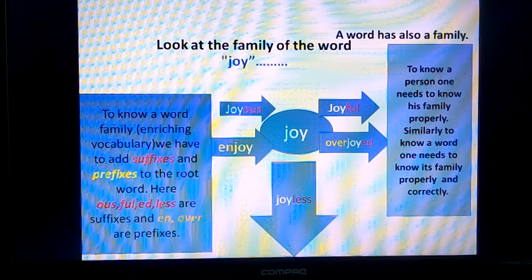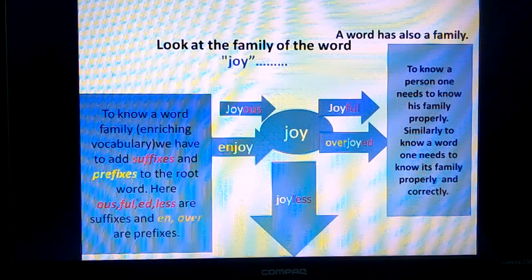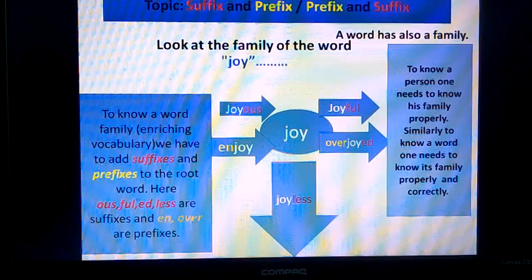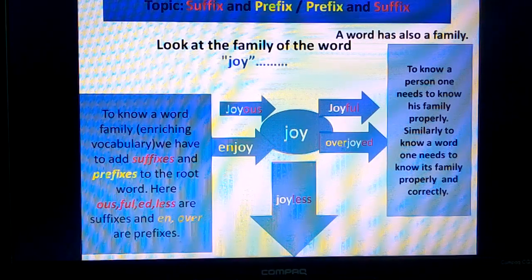To know a word family, in another sense, it is called enriching vocabulary. We have to add suffixes and prefixes to the root word. Here, OUS, FUL, ED, LESS are suffixes and EN, OVER are prefixes. So you can easily guess the topic today. So today's topic is suffix and prefix, or prefix and suffix.